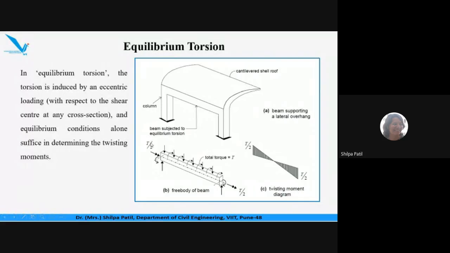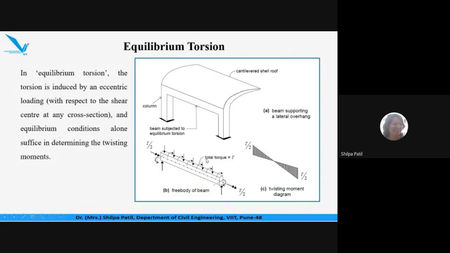So the same is written here. In equilibrium torsion, the torsion is induced by an eccentric loading with respect to the shear center of any cross section, and equilibrium conditions alone suffice in determining the twisting moment. So what is the equilibrium condition? Summation of moment at any particular point must be zero. Based on that, we take a moment and find out the value of the moment acting on this beam. This is the bending moment, whereas this is the twisting moment.